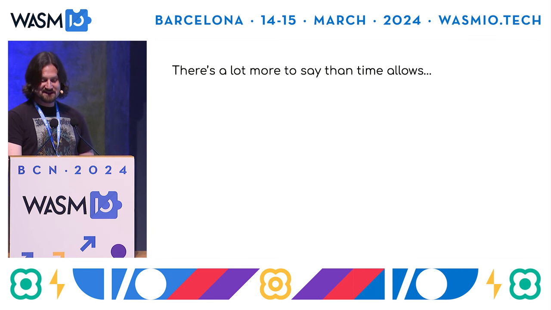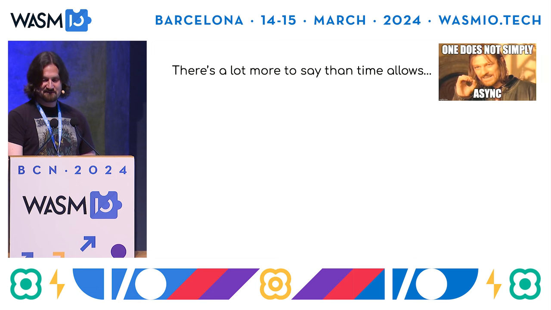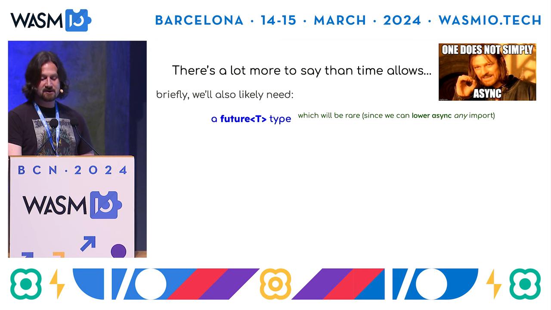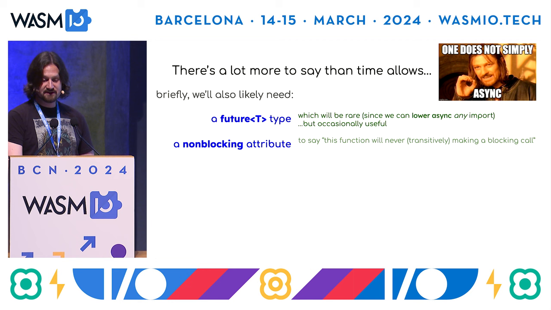And there's a whole bunch more to say about this than time allows, because one does not simply async. But briefly, we'll also likely need a future type, which will be rare since we can lower async any import, so effectively any function can have a future return type if you want it. But occasionally it's still useful for advanced concurrency scenarios. We would need probably a non-blocking attribute to say this function will never transitively make a blocking call, so don't even bother with lower async or async bindings for this function.